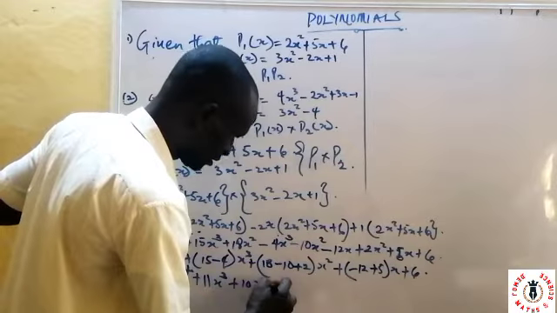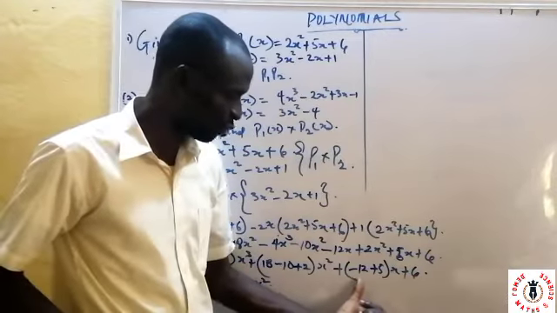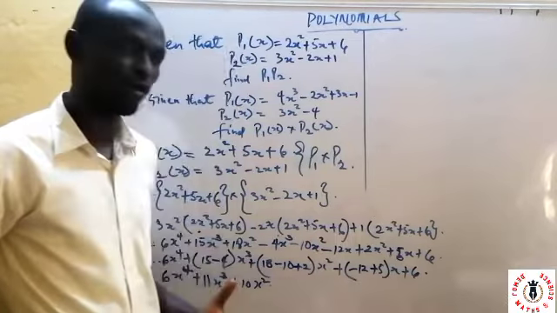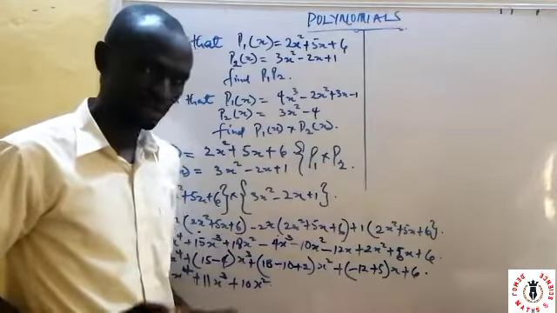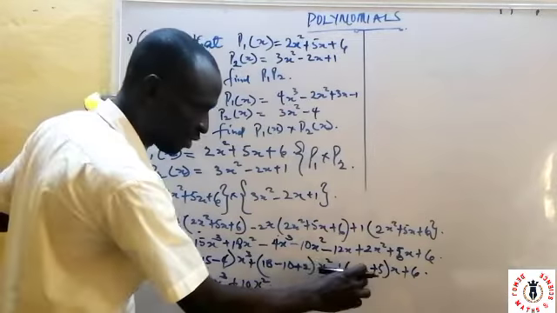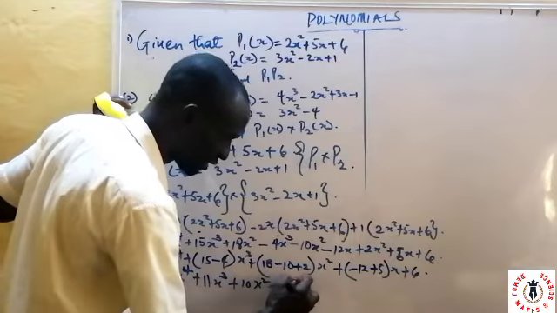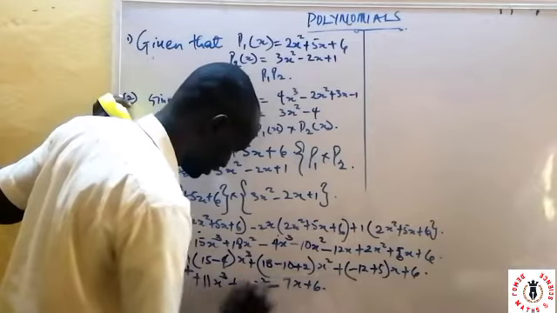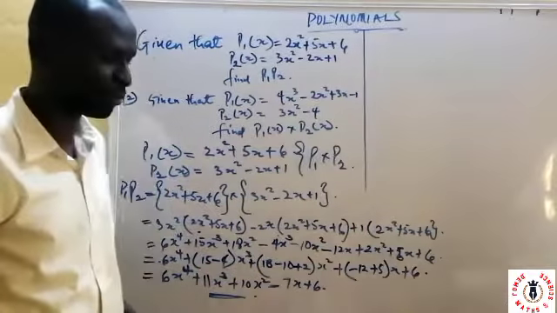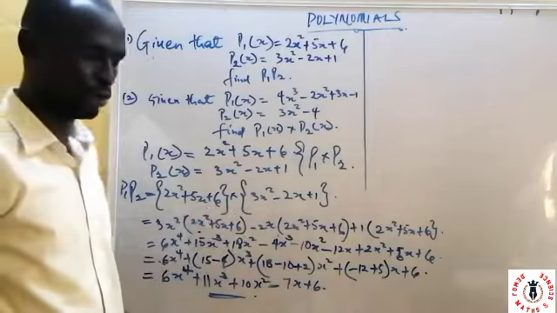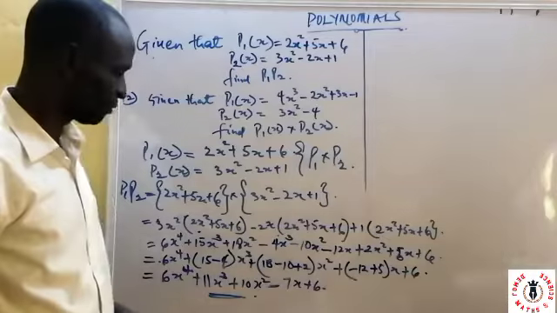And here I have plus, but note that in the brackets we have minus 12 plus 5. If I'm owing 12 naira and I have 5 naira, effectively I'm owing 7 naira. That becomes minus 7. Minus times plus carries the negative sign. Minus 7x and plus 6. Now with this, we have used the expansion method to multiply these two polynomials. Now let's use the second method.